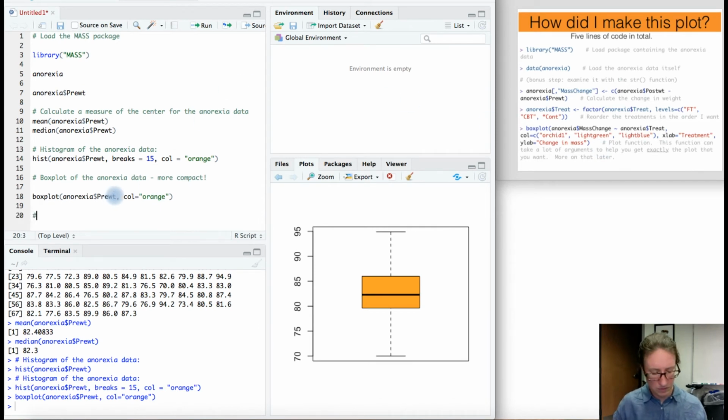Okay. So here we're going to go comparing the 3 treatments with a box plot. So you'll notice that in the slide I've included this earlier step to load the MASS package. Since I've already loaded it, I don't need to repeat that.